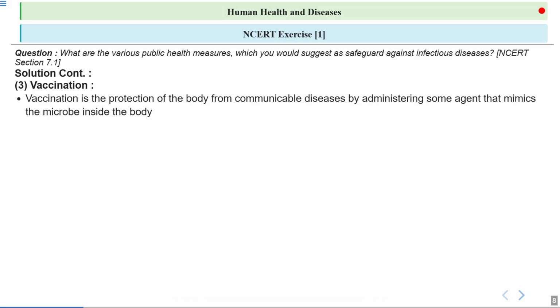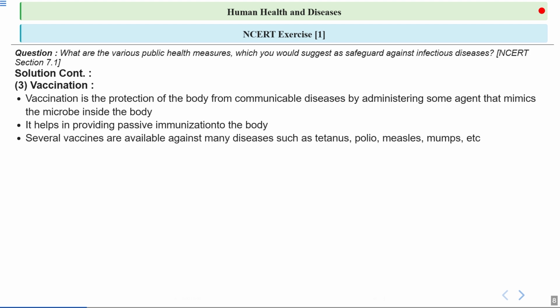And then we have the memory cells. When there is a subsequent infection with the same pathogen, there is a heightened response in our body and the pathogen is eliminated. Vaccination can also provide passive immunization to the body. This means that sometimes we receive ready-made antibodies giving us immediate but temporary protection. Several vaccines are available against many diseases such as tetanus, polio, measles, mumps, etc.